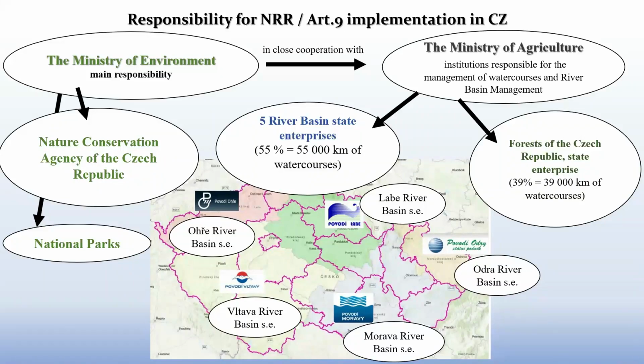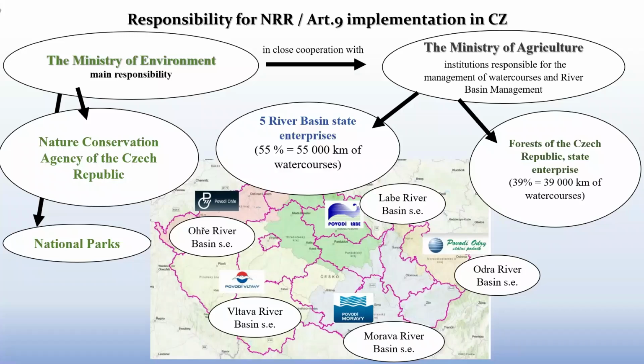Just briefly, what's the organization and who is responsible for Article 9 implementation in the Czech Republic? The main responsibility is up to the Ministry of Environment and its Nature Conservation Agency of the Czech Republic, who is doing a good job there. And they work in close cooperation with the Ministry of Agriculture, because under the Ministry of Agriculture come institutions responsible for the management of watercourses and river basin management.